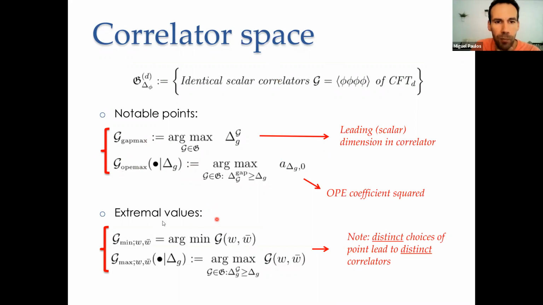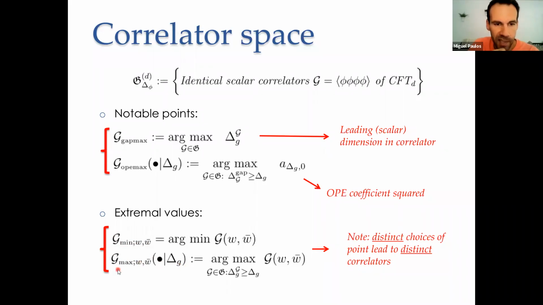Here I'm proposing to study some other extremal points in this space. There's some G min and G max at the point w, w bar. This is the correlator whose value at w, w bar is the minimal possible in the set of all correlators, and similarly for G max. I should point out that in general, if you make distinct choices of minimizing or maximizing points, then the result will be different. Minimizing at different points in general will lead to different correlators.